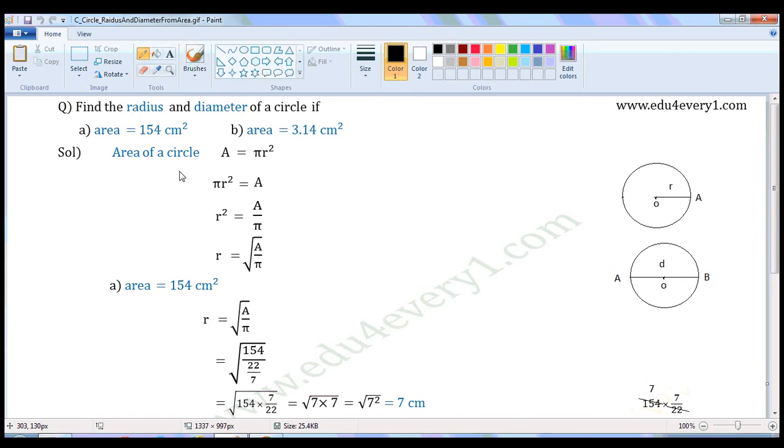We can find the area of a circle using the formula A is equal to pi r square. A means area, pi is the constant and r is the radius. We can write this as pi r square is equal to A. To find r, we have to transpose pi from LHS to RHS. When transposed, it becomes divisor. So r square is equal to A by pi. Then r will be equal to square root of A by pi.